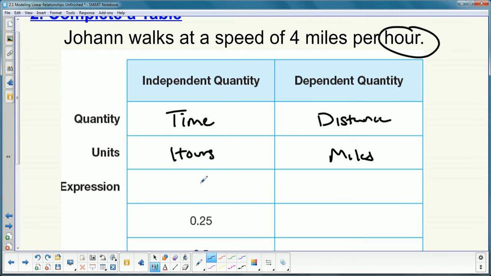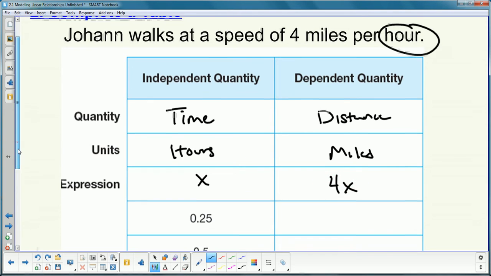So our expression, we want to start with a variable. For our independent quantity, we always just have a variable. Think of this just like the computer lab. And then since we walk 4 miles per hour, for every hour we walk, we're going to go 4 miles. And so that gives us 4x.